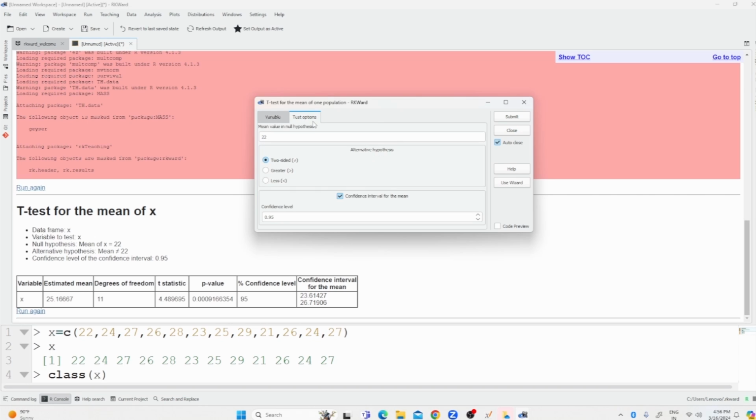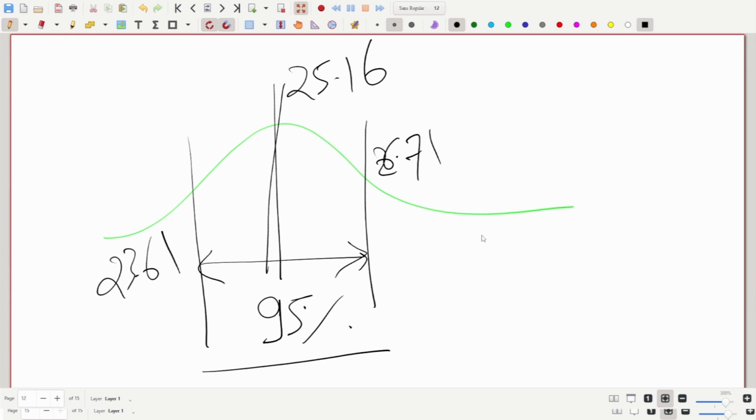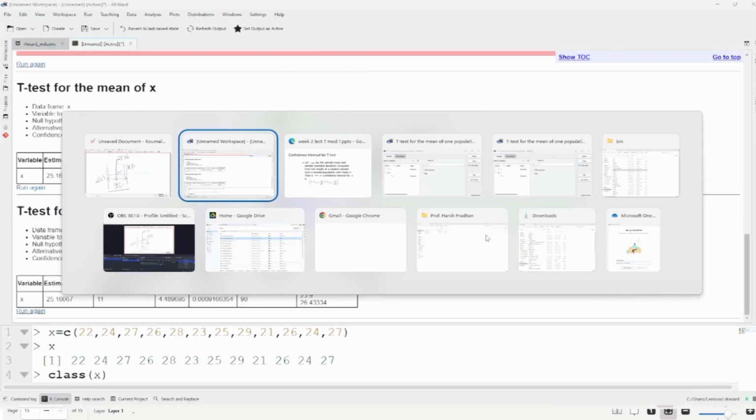Here we go and we say, okay, please check for 90% of the data. And see, the range is decreased. So, if this is 95%, this is 90%. In this way, same thing here, please check.